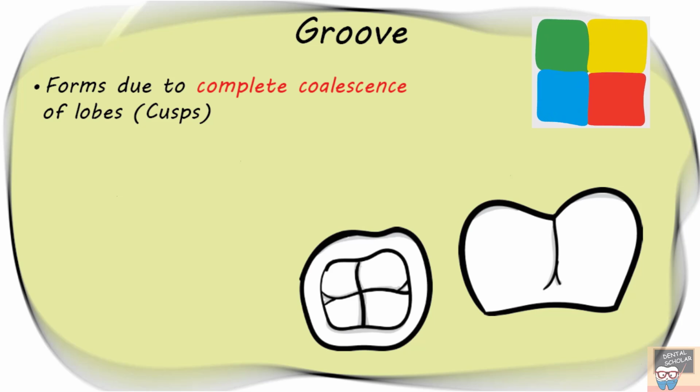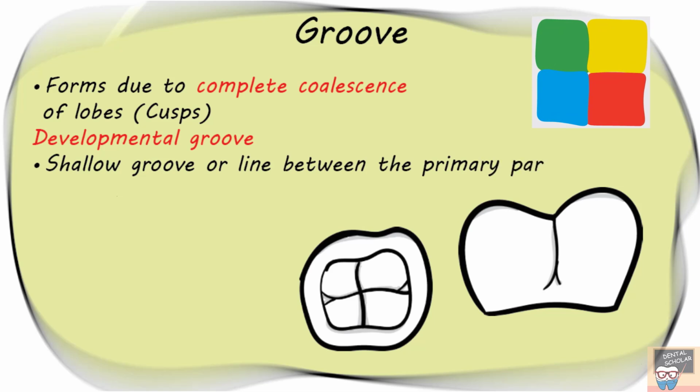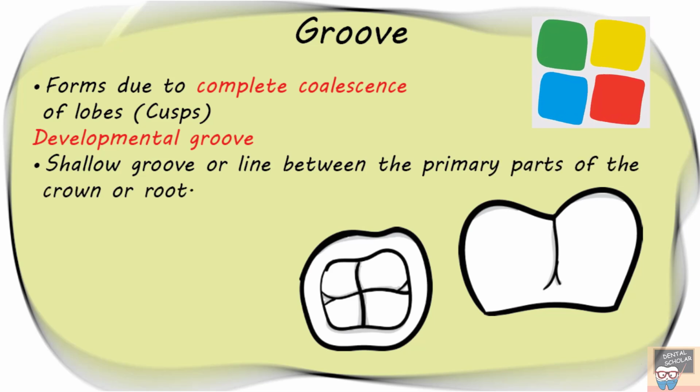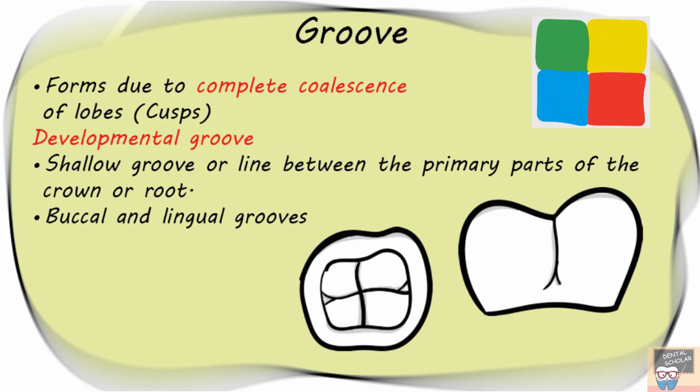So grooves are of two types. One is developmental and the other one is supplemental. A developmental groove is a shallow groove or a line between the primary parts of the crown or root. For example, developmental grooves include buccal groove, lingual groove and central grooves, which are seen on the crown.